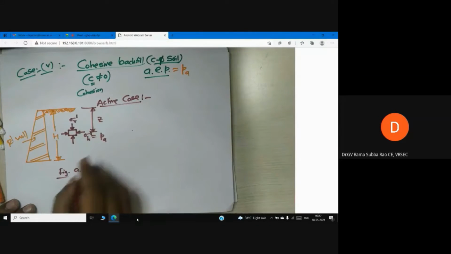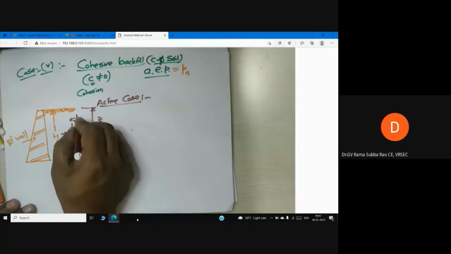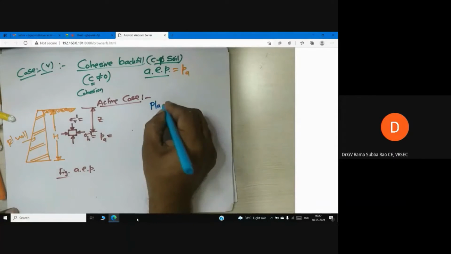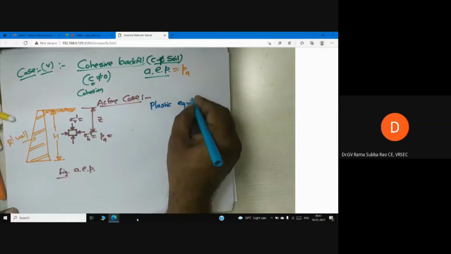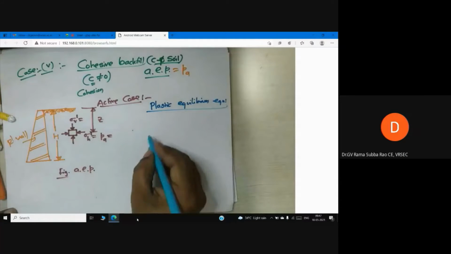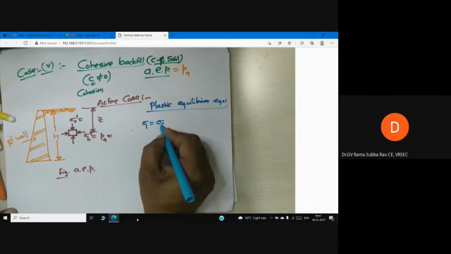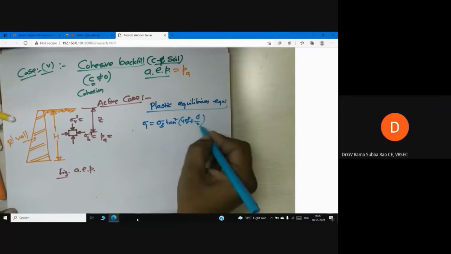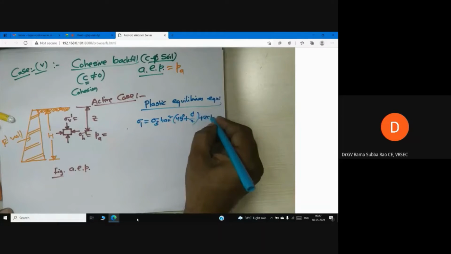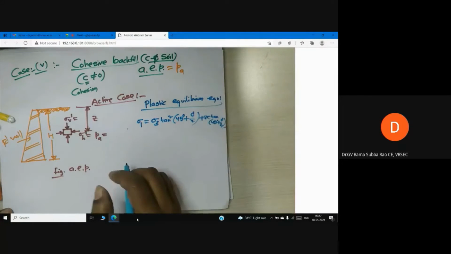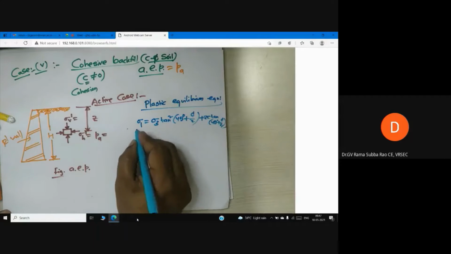So now in active case, which is major, which is minor? And many of you know the plastic equilibrium equation. Get ready now. What is the plastic equilibrium equation? Sigma 1 is equal to sigma 3 tan square (45 plus phi/2) plus 2c tan (45 plus phi/2). So for your comfort, I can write like this. Now, what is sigma 1?